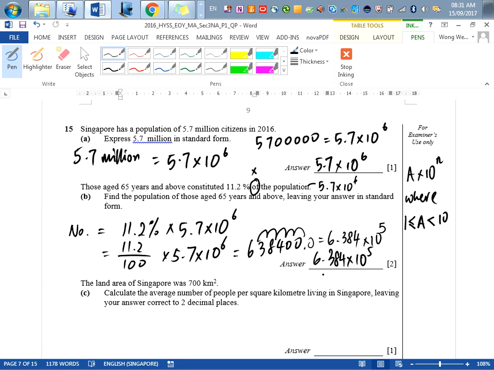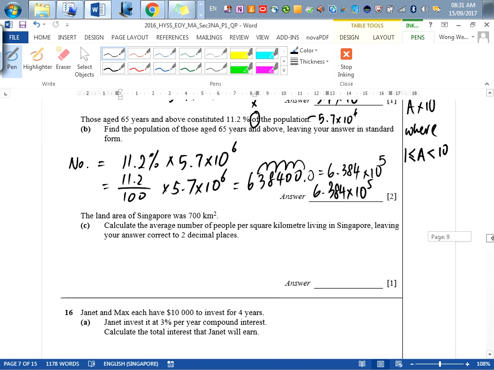Next, the land area of Singapore was 700 square kilometers. Calculate the average number of people living per square kilometer, leaving the answer correct to 2 decimal places. So, number of people per square kilometer, I just take the population divided by 700, right? It's a primary school question, concept-wise. But it's just that later on they want to leave it in 2 decimal places.